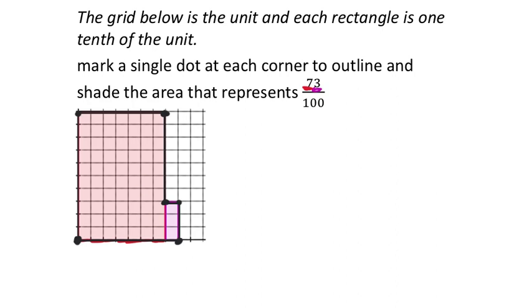Another mistake students make on this is they'll do 7 rows, and then they'll do the 3 top ones. Again, it is correct, it's just not what the computer wants.